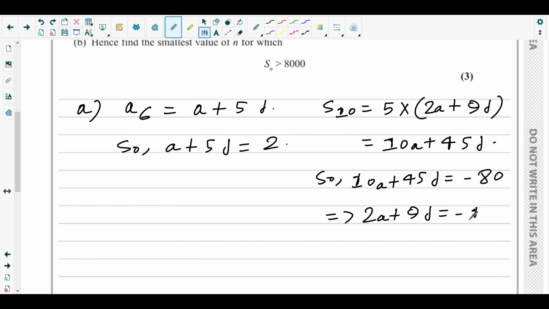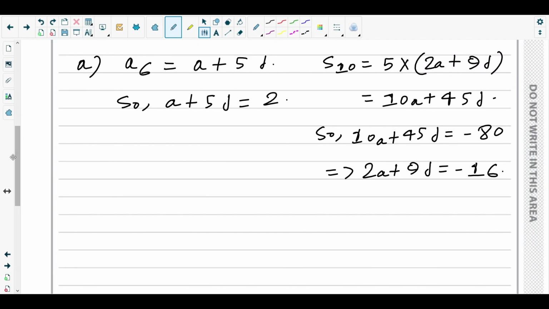We can divide both sides by 5 to get twice a plus 9d equals negative 16. Okay, so we got two equations. Now let's solve the two equations using the elimination method. These are basically simultaneous equations, so we can easily solve them using the elimination method.